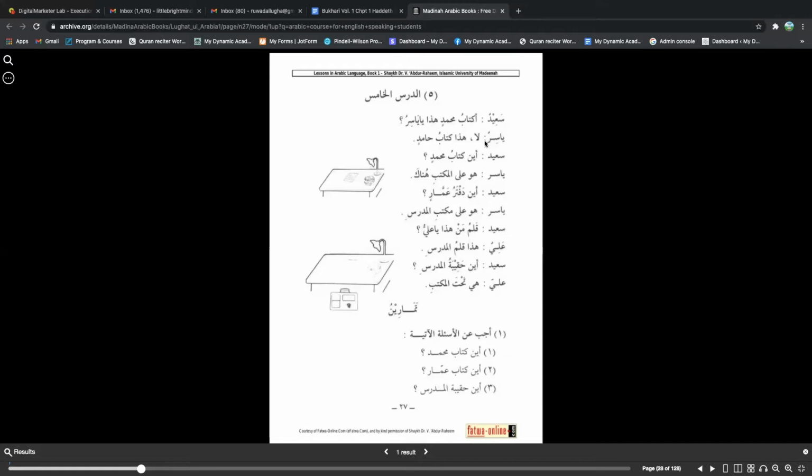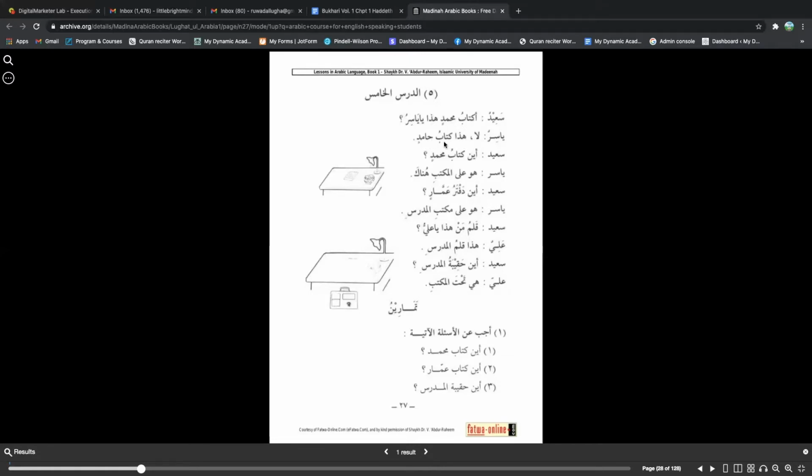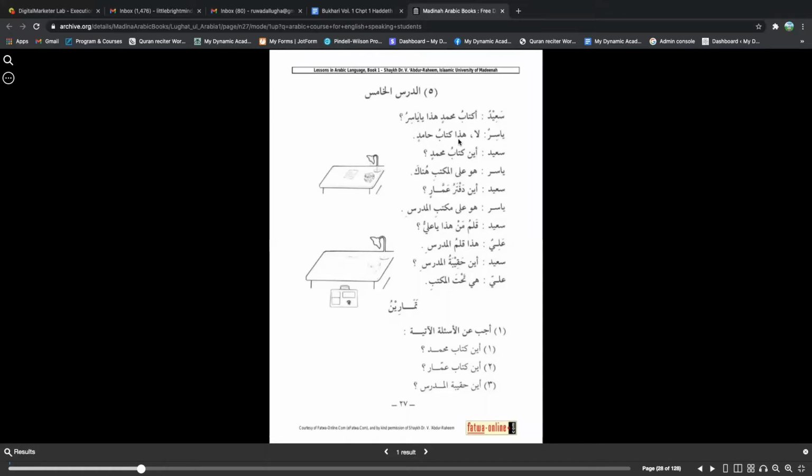Yasir, he says, لا, no. هذا كتاب حامد. No, this is the book of Hamid. If you notice, this actually came before the اضافه construction. So in reply, he was able to put هذا in front. We don't have "is" in Arabic, it's understood, so when we translate it, we'd have to say "this is." So literally, هذا كتابُ, the book of. Notice one of the dammas is gone now, so it's just one damma. كتابُ حامدٍ. And حامد becomes مجرور.